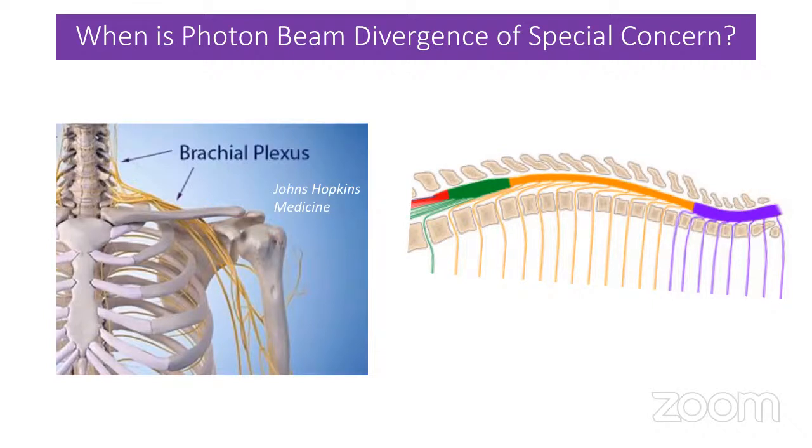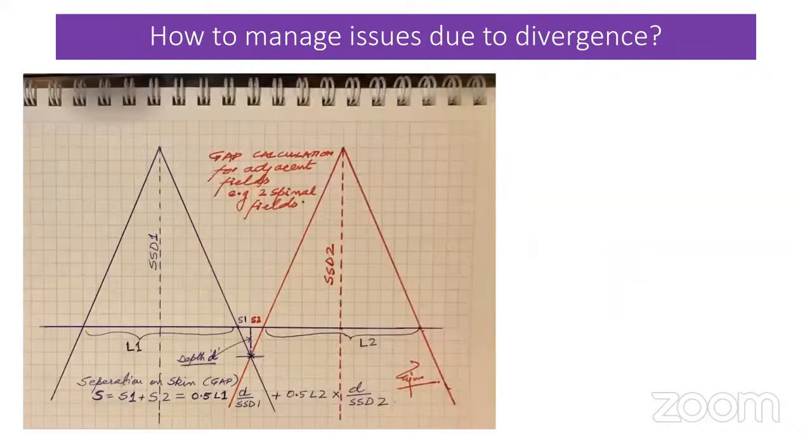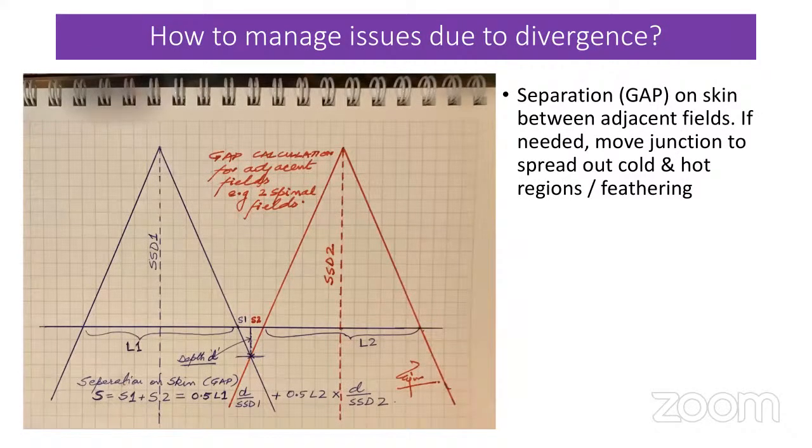If the spine is in an adult or a large child, if the entire spine in craniospinal cannot be covered in one field, you will use multiple fields, and I will talk about the matching of the field. So how to manage? This is one simple way; there are of course other ways. One is that you use a separation or a gap on the skin between adjacent fields, and if needed, move the junction or spread out cold and hot regions by what we call feathering. We just move it around.